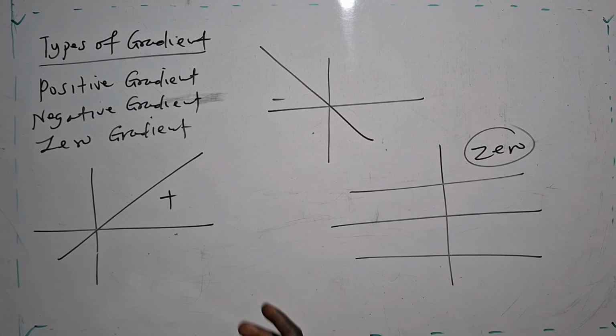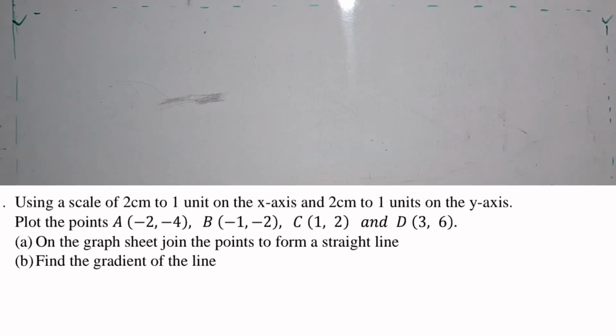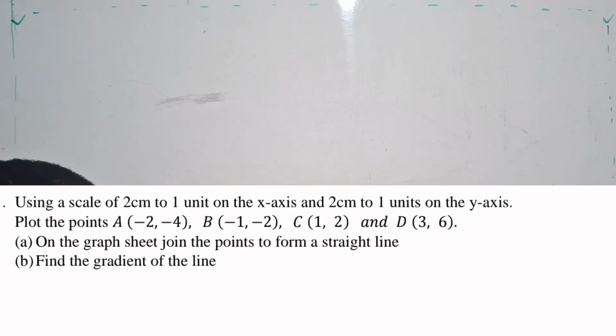So we are going to take a question on how we calculate for gradient using the linear graph. A scale of 2 centimeters to 1 unit on the x-axis and 2 centimeters to 2 units on the y-axis. Plot the points A(-2, 4), B(-1, -2), C(1, 2), and D(3, 6).